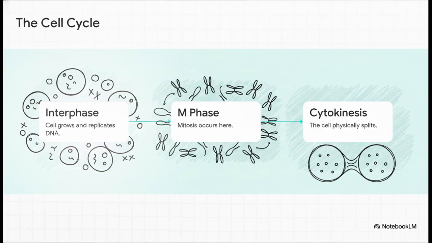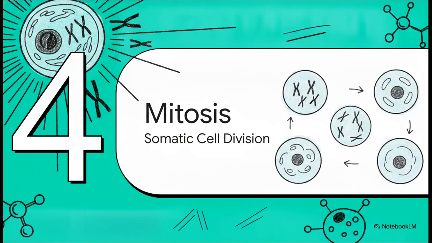Once all that prep is done, the flow moves straight into the M phase, which is mitosis, and that's followed by cytokinesis, which is where the cell finally, physically, splits into two. Which brings us to Section 4, mitosis, the perfect photocopy in somatic cell division.